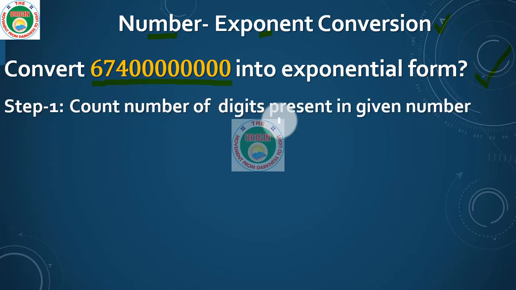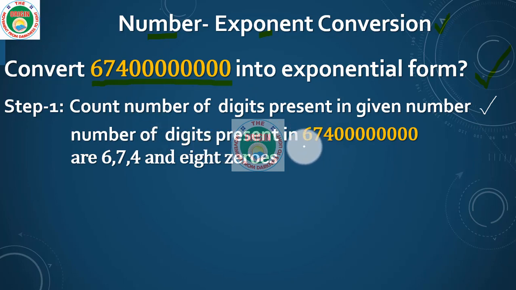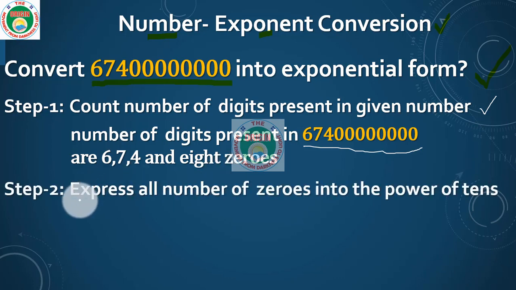Step 1, count the number of digits present in the given number. How many digits are here? The number of digits present in the given number 674, you should count it. The digits other than 0 are 6, 7, 4, and 8 zeros are there. So how many? 3 plus 8, 11. Express all the zeros as a power of ten.